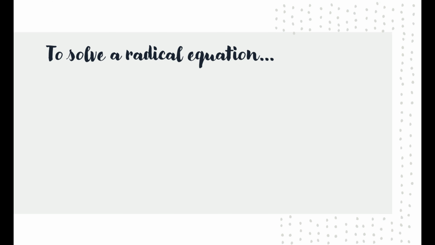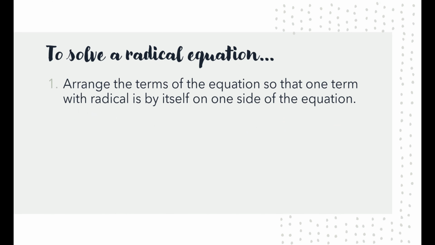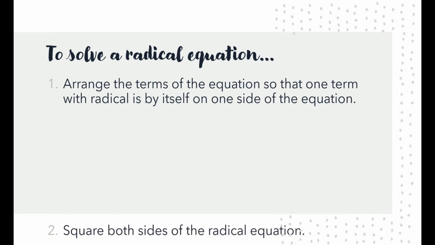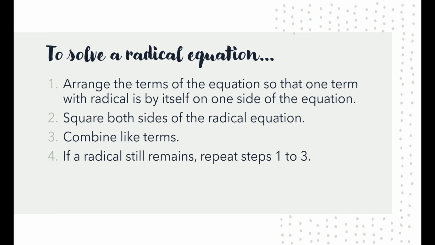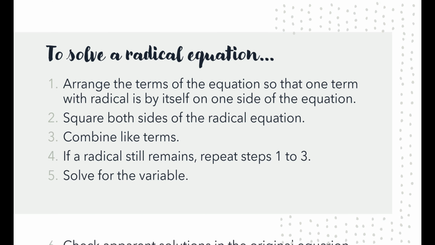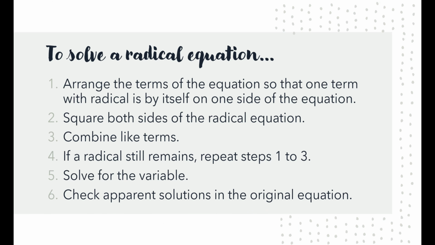To solve a radical equation, arrange the terms of the equation so that one term with radical is by itself on one side of the equation. Square both sides of the radical equation, combine like terms. If a radical still remains, repeat steps 1 to 3, and then solve for the variable. And of course, check apparent solutions in the original equation.